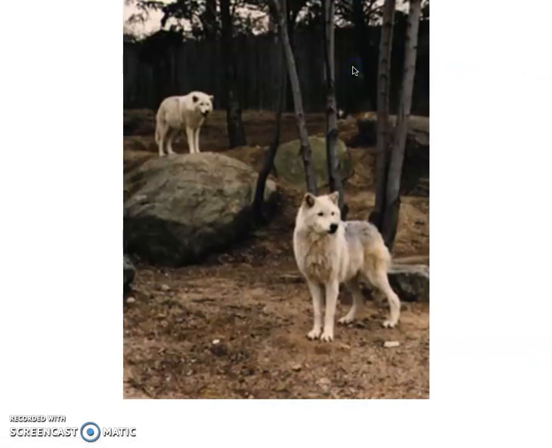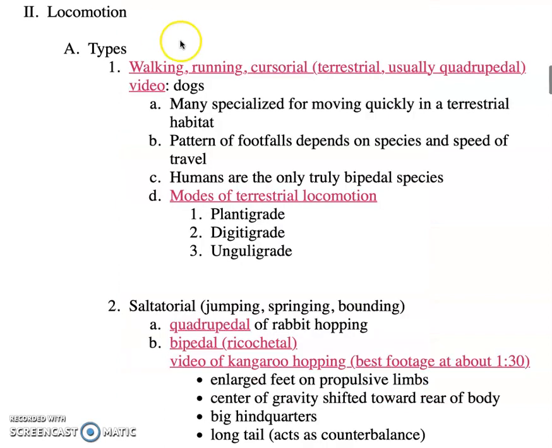So here's an example of one of the typical quadrupedal terrestrial mammals. This is a wolf. Humans are also in this category, but they're the only mammals that are truly bipedal, that move on two legs virtually all the time. So one interesting thing about these kinds of mammals is that they move their legs differently depending on how fast they go.